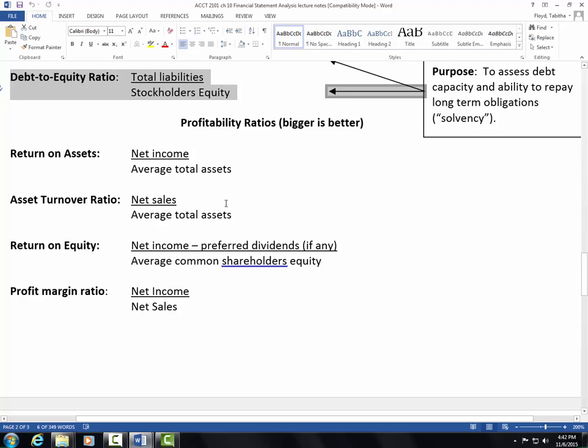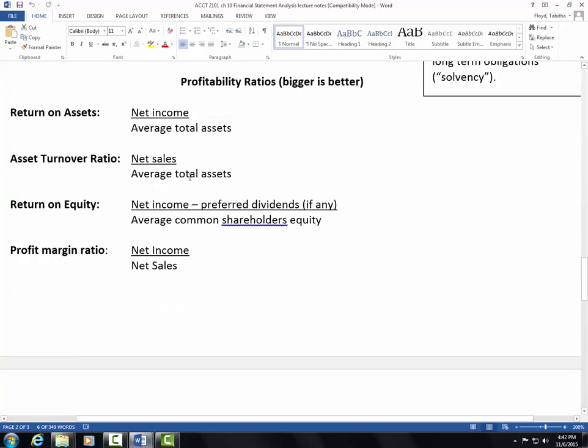All right. Profitability ratios. How profitable are we doing? How's the company performing? The higher, the better for these numbers. Return on assets. How well is the company using its assets to generate net income? Higher, the better. Asset turnover ratio. That's another way of looking at how we're using our assets. But instead of looking at how we're using our assets to generate income, it's measuring how we're using our assets to generate sales.